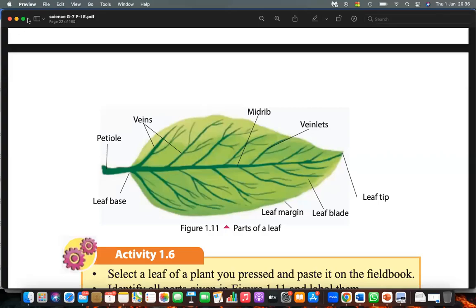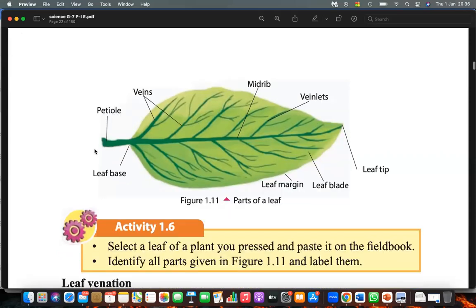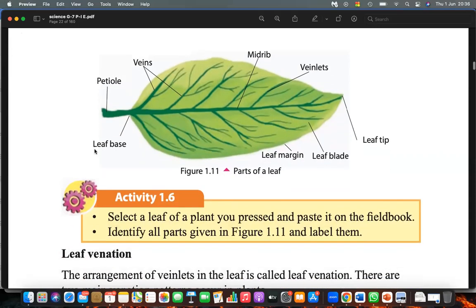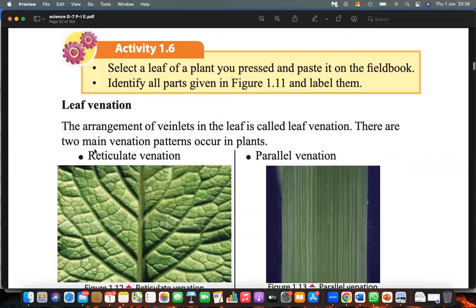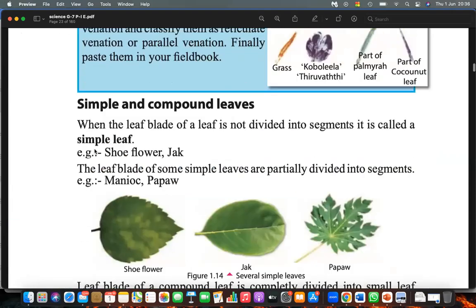Okay, in our revision, basically, we were discussing the plants and also the different morphological features or morphological characteristics of the parts of these plants. We discussed that, and actually we need to compare these things.